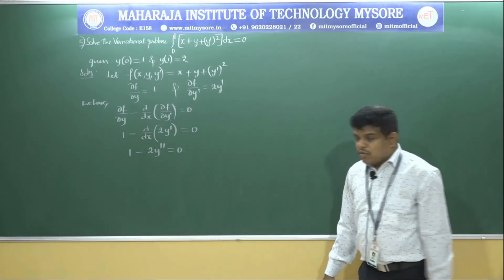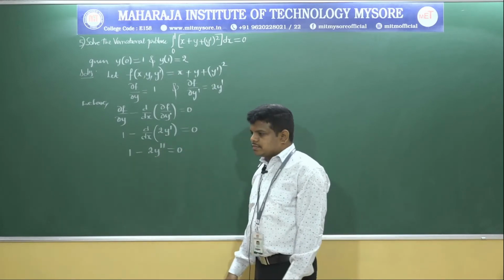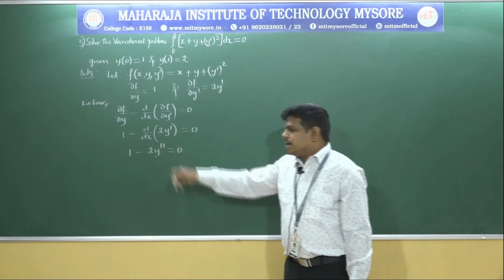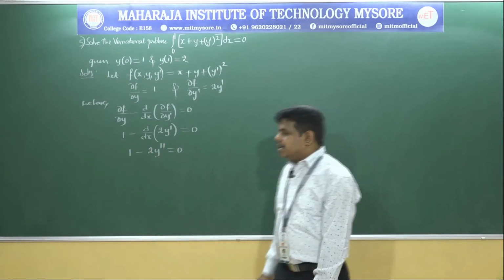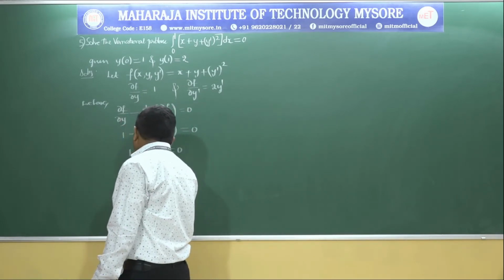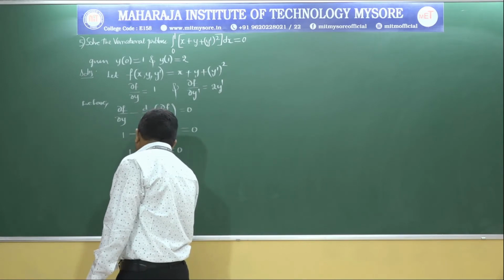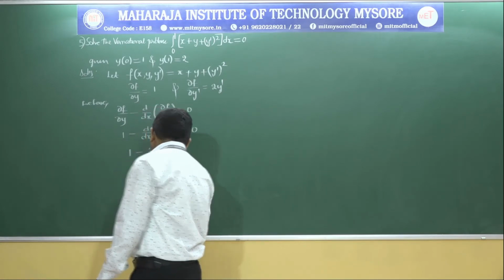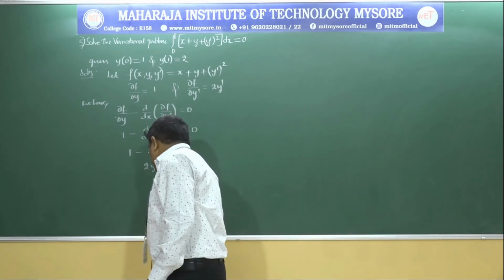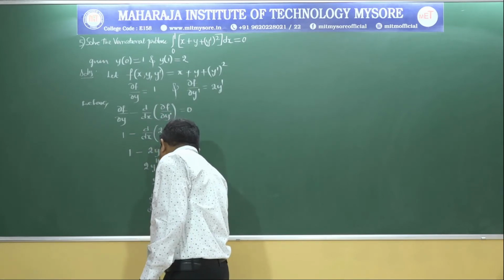Next, solving this for y double dash, I am shifting the position of minus 2y double dash to the right hand side, it becomes positive, that is 2y double dash equals 1. On solving this for y double dash, you get y double dash equals 1 by 2, that is y double dash is nothing but d square y by dx square, equal to half.